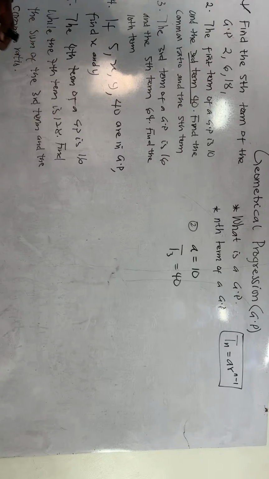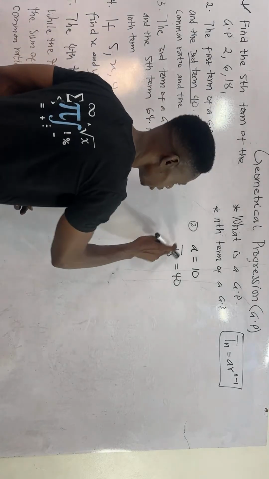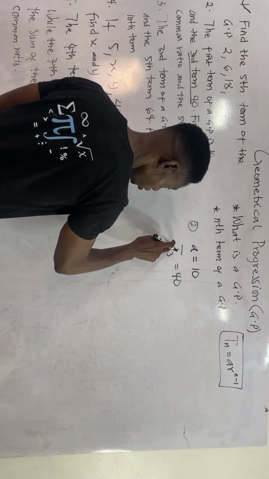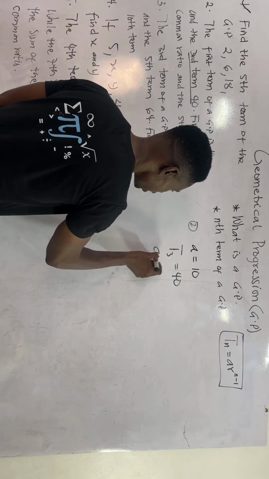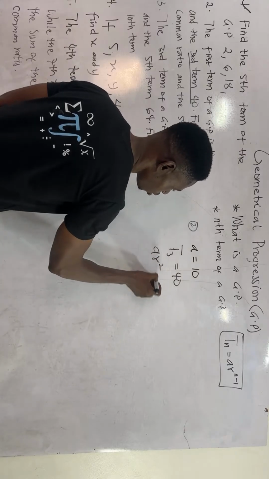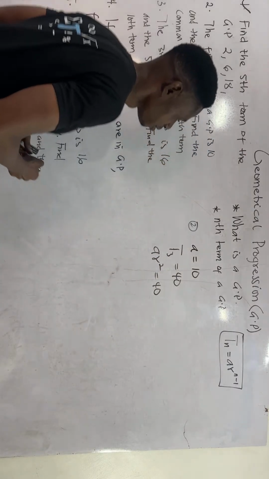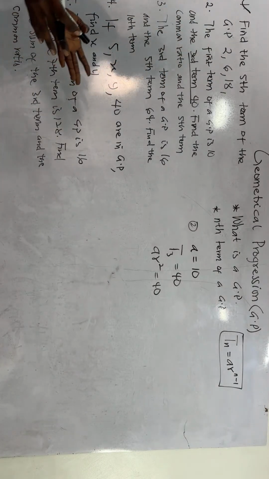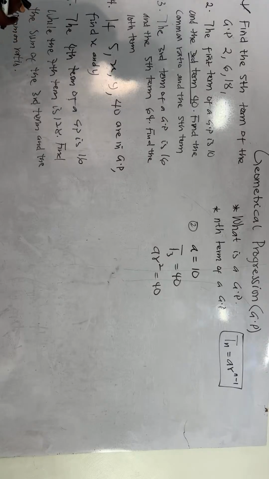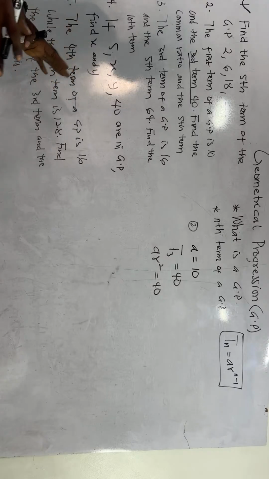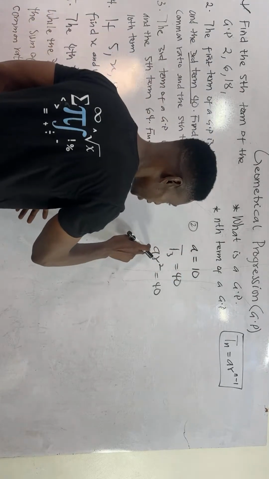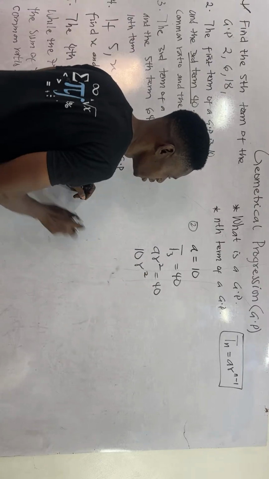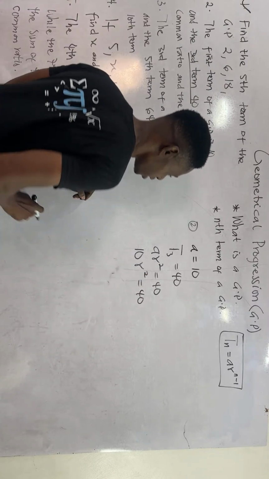So we can do something. Remember, T3 equals what? AR raised to 3 minus 1, right? 2. So from this equation, T3, which is AR squared, is equal to 40. Okay? Now, if you look at it very well, we were given A, right? From the question, we were given A. So A is 10. So we can bring that in. So 10 multiplied by R squared, the answer is 40.